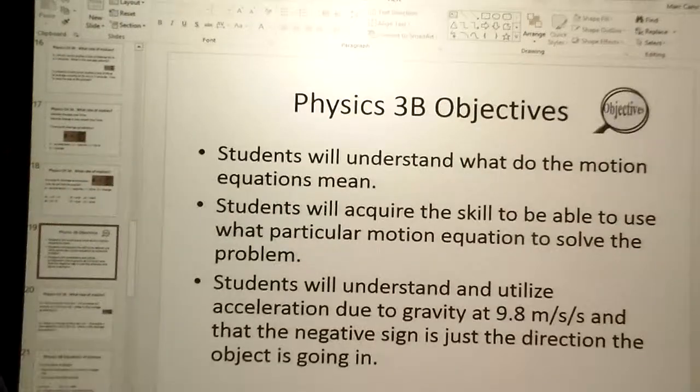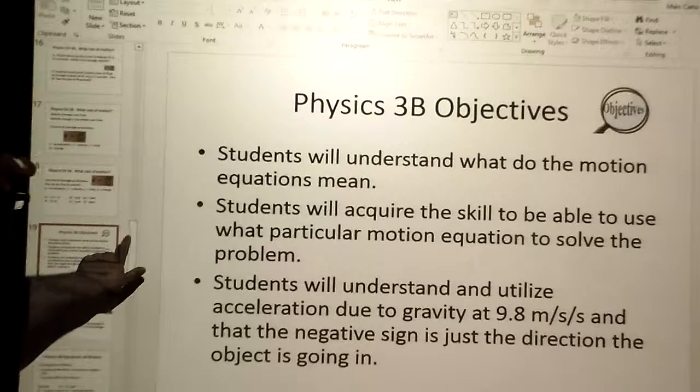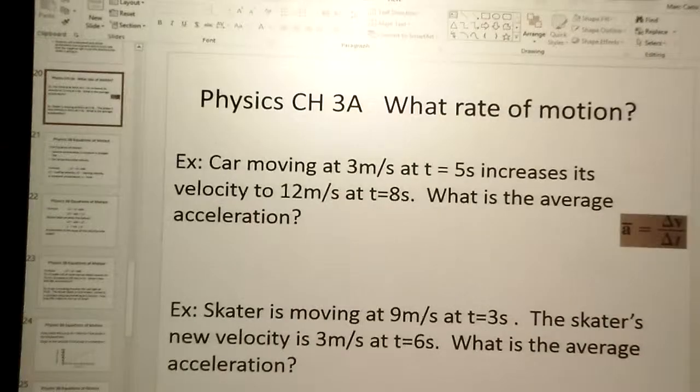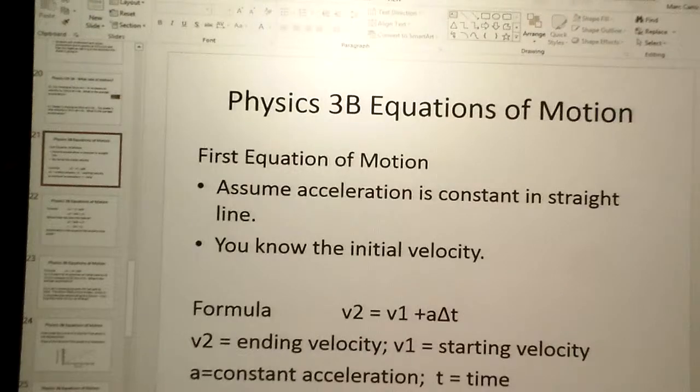You can't. All right, again, look at the objectives, because that's going to give you a clue of where we're headed. I've got to wind down this chapter. I'm running out of time. Okay, so here's some examples working with the acceleration.